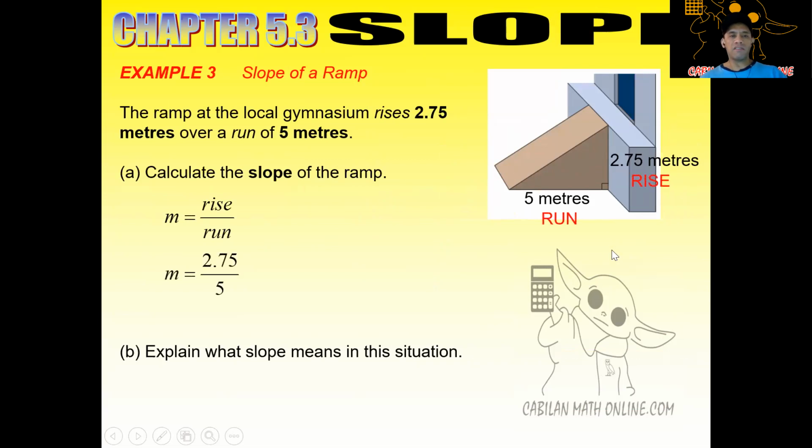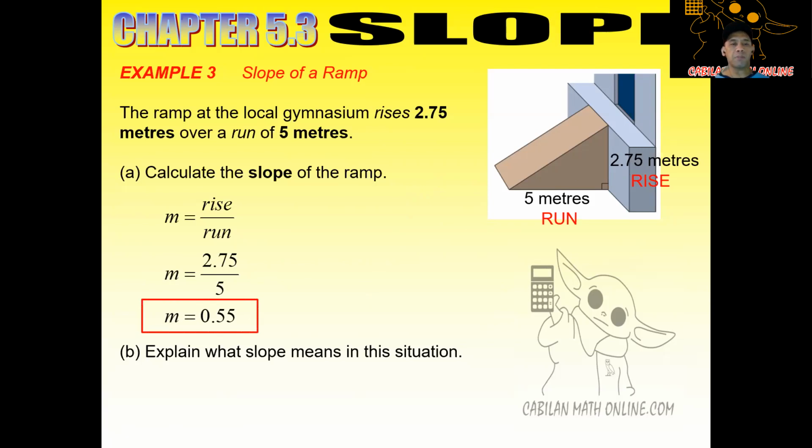Now, again, going back to the question, when to express it as a decimal and when to express it as a fraction. In this question, you notice that the numbers given to you are decimals. It would be appropriate to express your final answer as a decimal for these types of questions if the numbers in the question are given to you as decimals. So when you take 2.75 divided by 5, you will get a slope here of 0.55.